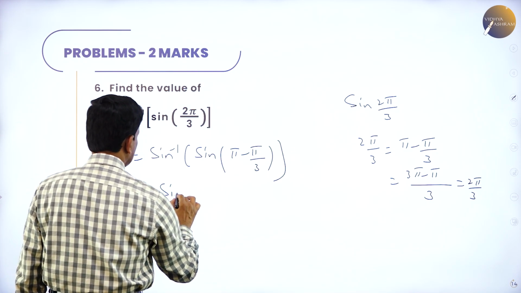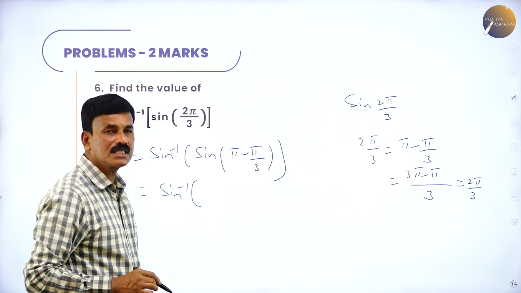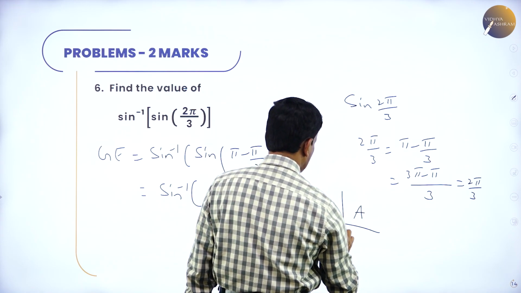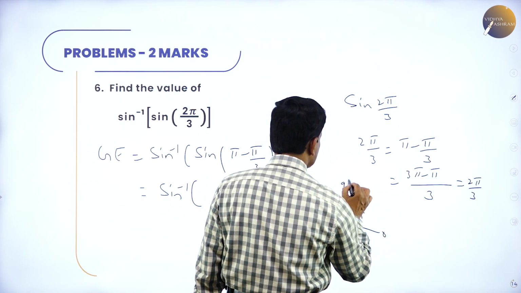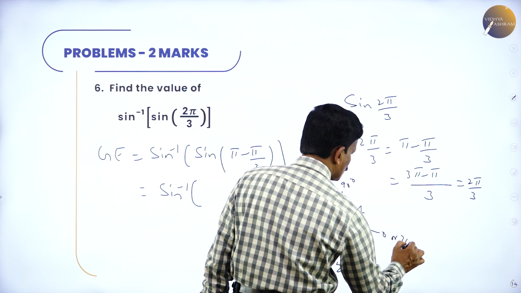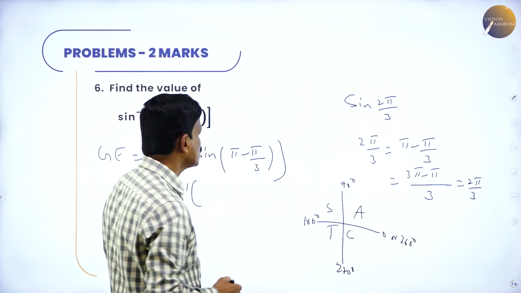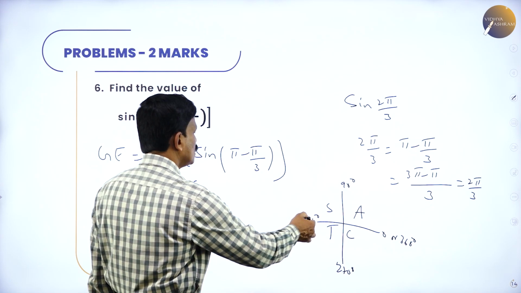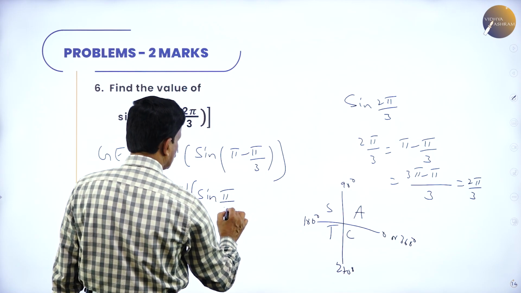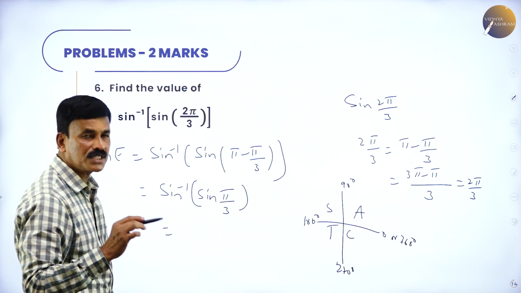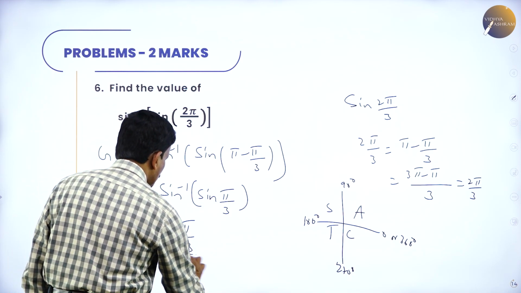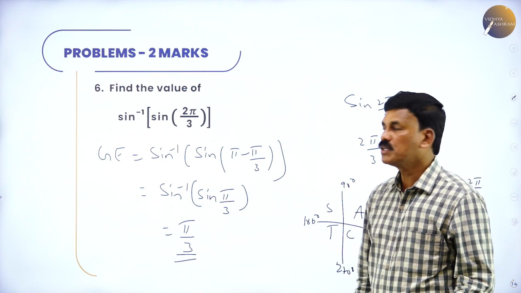Now, this is nothing but sine inverse of, what is sine 180 minus theta? See here, you know the trigonometrical ratios of straight angles, that is sine conventions, 360, ASTC. So, 180 minus theta comes in the second quadrant. In the second quadrant, sine is positive. So, sine 180 minus theta is equal to sine theta, sine pi by 3. So, sine inverse sine theta is equal to theta. So, sine inverse sine pi by 3 is also equal to pi by 3. That's it. Now, let us move on to the next problem.